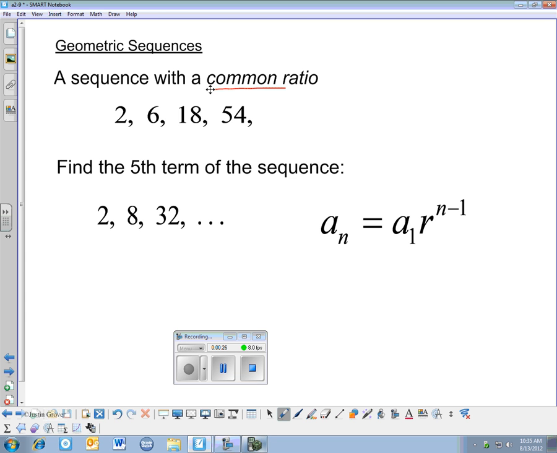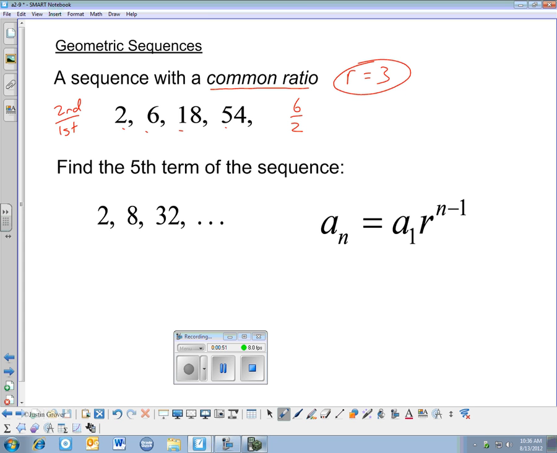And the common ratio, we use the letter R, represents that. And if you remember the common difference, you did second minus first. For common ratio, you do second divided by first. And so that's going to be here for this problem. The second term is 6 divided by the first term 2. 6 divided by 2 is 3. So the common ratio for this sequence is 3.